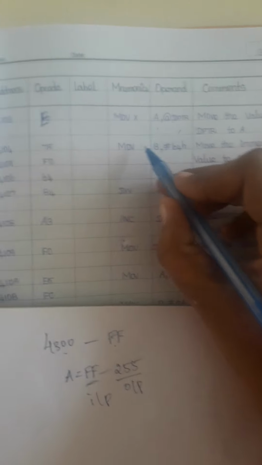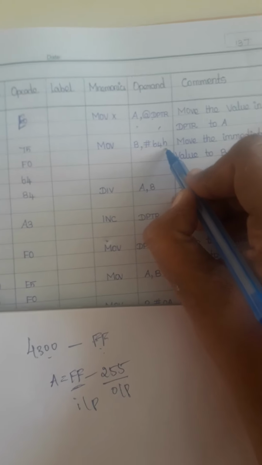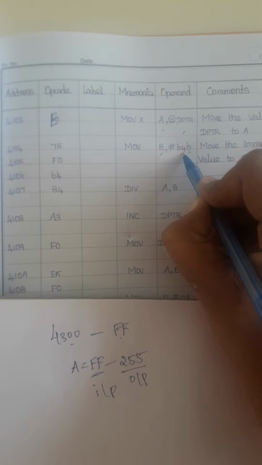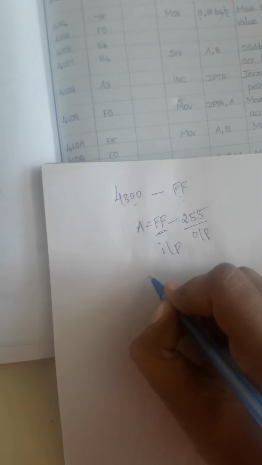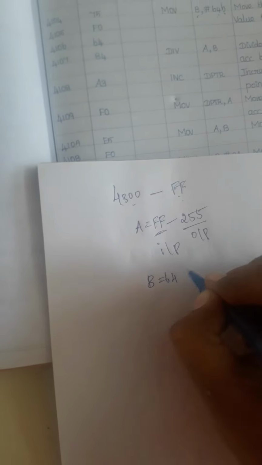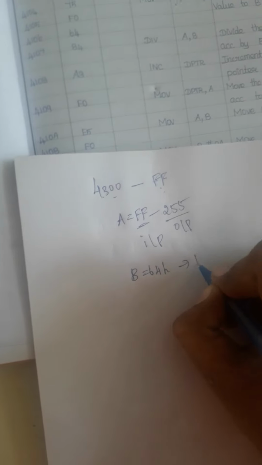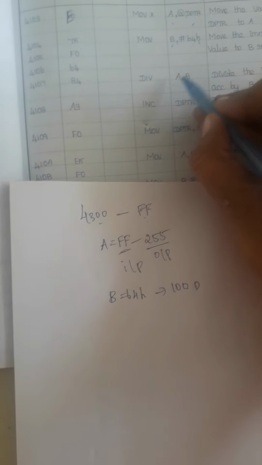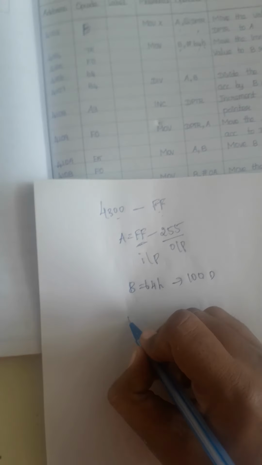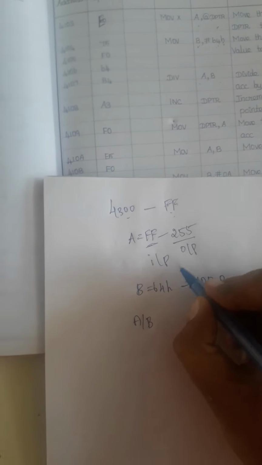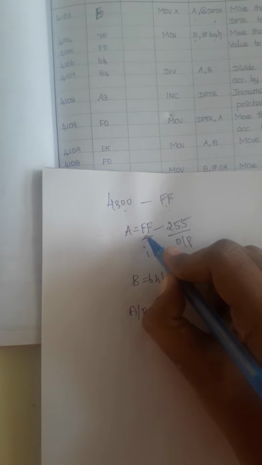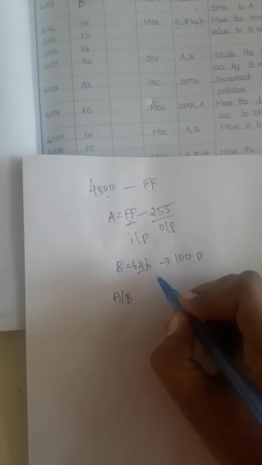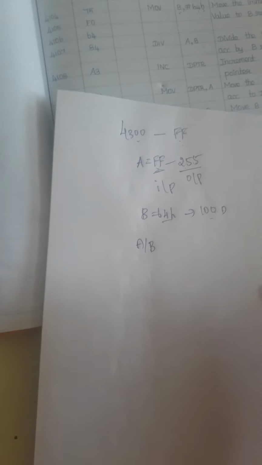Then we are moving the hexadecimal value 64 to the B register. Its equivalent decimal value is 100. Now the B register contains 64 hexadecimal, which is 100 in decimal. Then we are dividing A by B. A contains hexadecimal FF, equivalent to decimal 255, and B contains hexadecimal 64, equivalent to decimal 100.